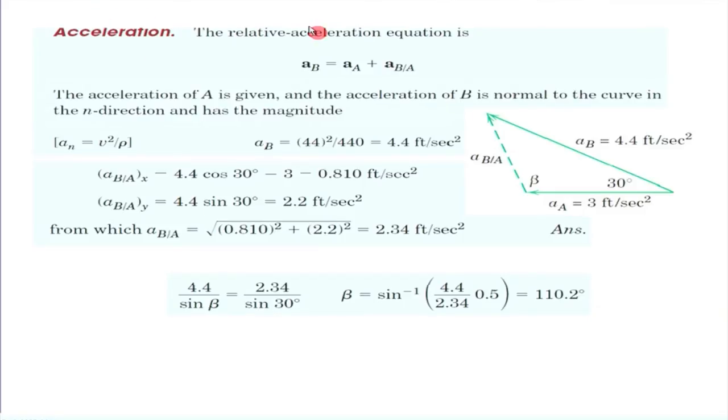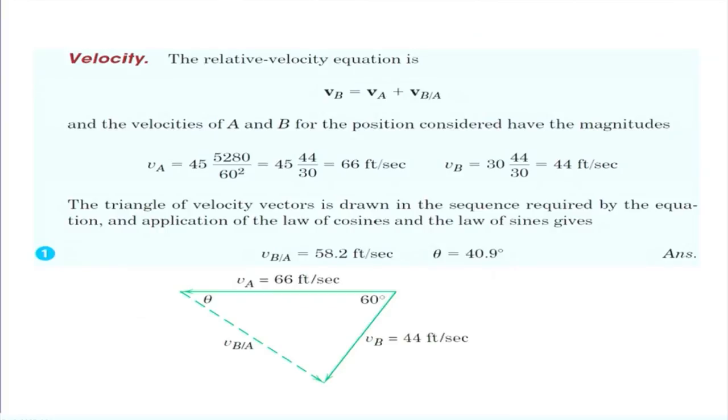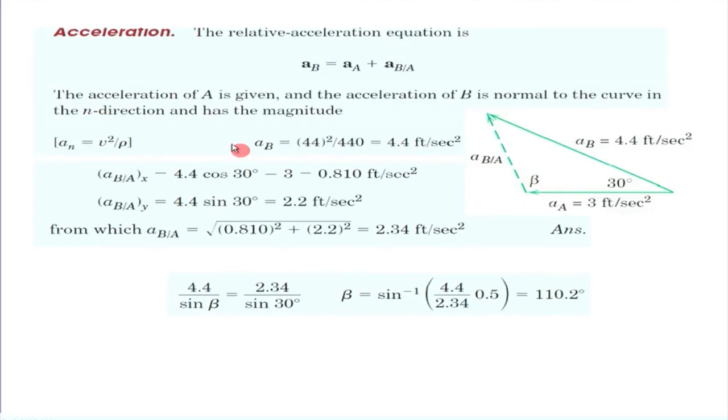Now the second portion is that we want to find the relative acceleration of B with respect to A. For that we write the equation that acceleration of B is equal to acceleration of A plus acceleration of B relative to A. Now what is the acceleration of A? It is given to us: 3 feet per second squared in this direction. Now how do we find the acceleration of B? B is moving at a constant speed, so there is no tangential acceleration, but it can have a normal acceleration given by V squared divided by rho, where rho is the radius of curvature. So V squared by rho is the acceleration.